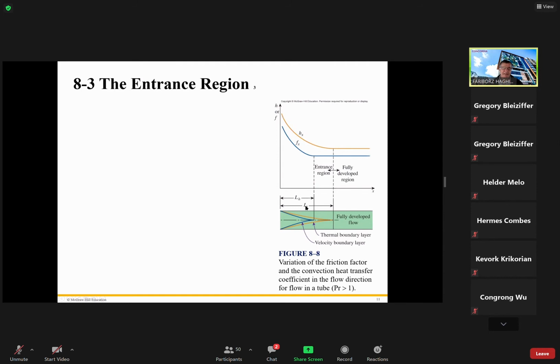If the Prandtl number is equal to 1, the velocity profile and the temperature profile will develop at the same time. For example, in this picture, the figure shows the velocity profile is fully developed first, and then the temperature profile. If we are dealing with a liquid metal, like mercury, in that case, the temperature profile will develop first.